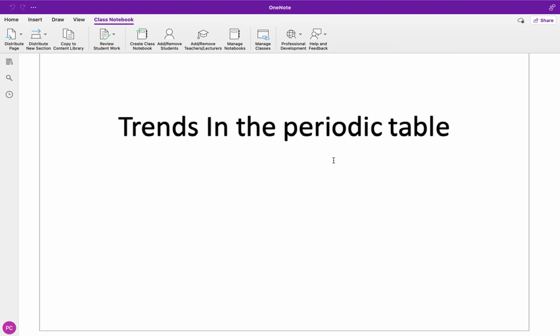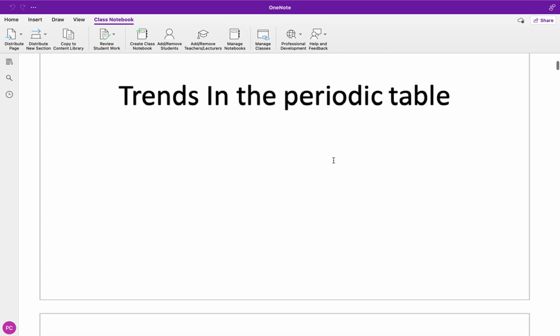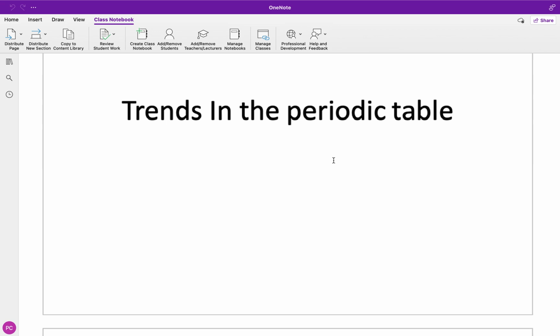Okay, so we're looking at trends. As you look at the periodic table, you notice certain things. We noticed that there were metals and non-metals, and there were groups, which showed us the amount of electrons in the outer shell, and then the periods, which are the number of shells.